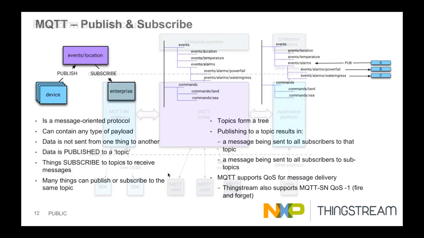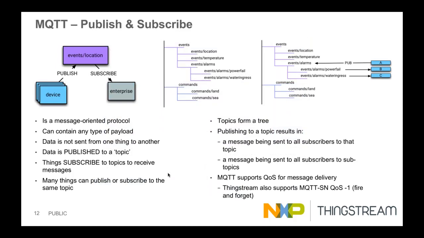So if I step on to here, I'm going to talk a little bit about MQTT. Many of you may use MQTT, many of you may have heard of MQTT, but just a little explanation of what it's all about. So first of all, MQTT is a message-oriented protocol. It allows you to create messages that you can send from devices to enterprise systems and the other way around. It's a bidirectional protocol. You can put any type of payload in those messages. They're not restricted to a particular type.